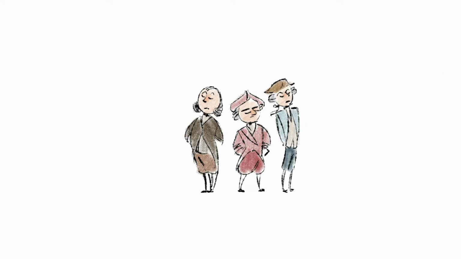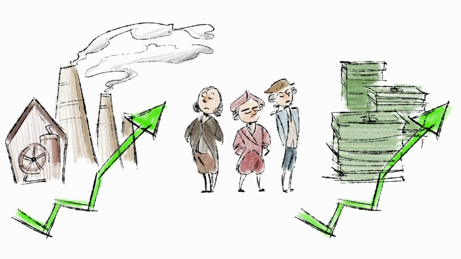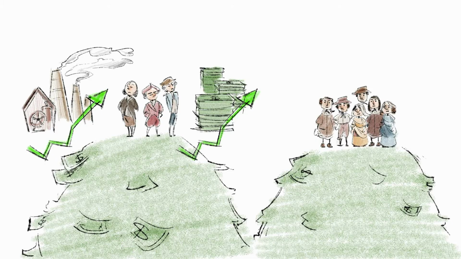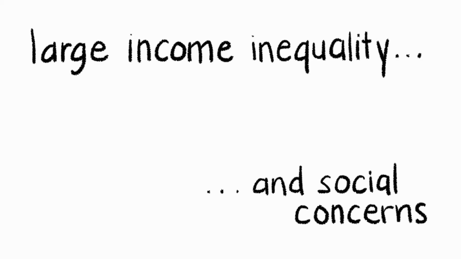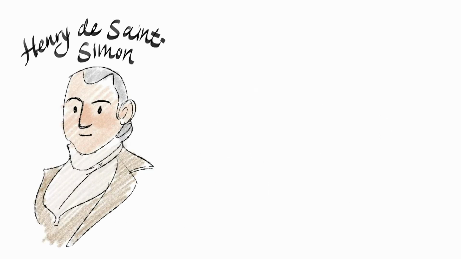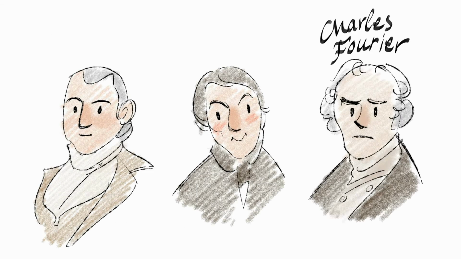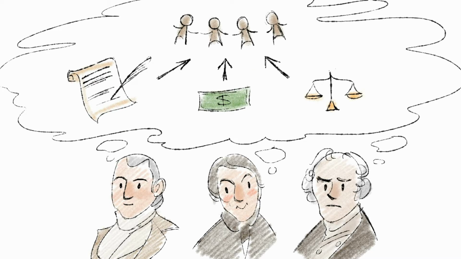Under early capitalist economies in the 18th and 19th century, production and economic growth rose really quickly, but only a small group of individuals rose to riches while a vast majority sank into poverty, creating large income inequality and social concerns. Early socialist thinkers in the first half of the 19th century, such as Henry de Saint-Simon, Robert Owen, and Charles Fourier, presented their own models for reorganizing society along the lines of cooperation and community rather than competition. And actually, one of the most famous early socialist thinkers was German philosopher Karl Marx.